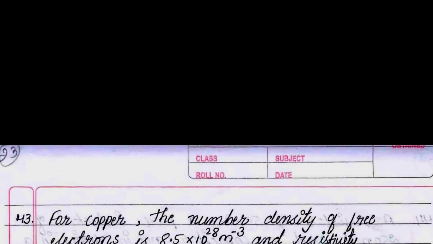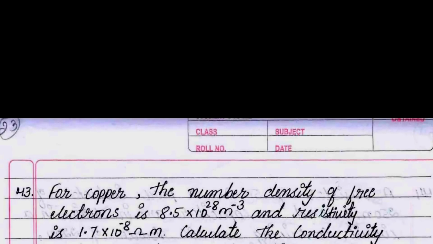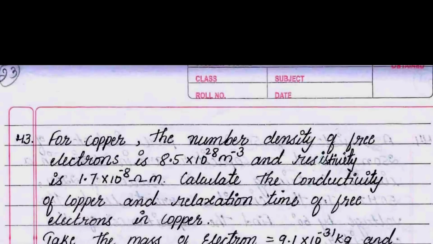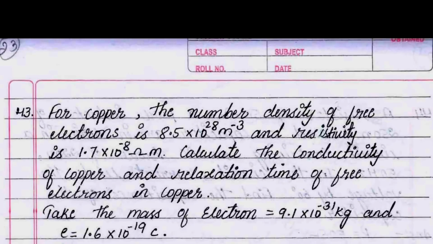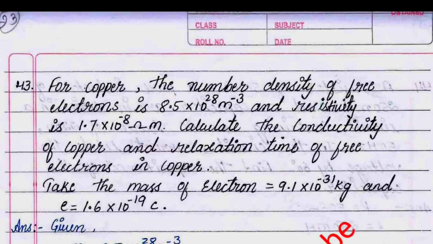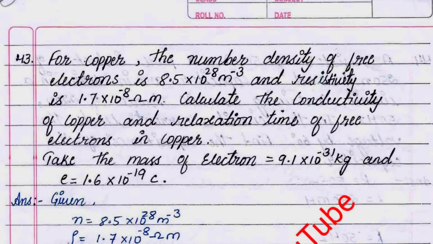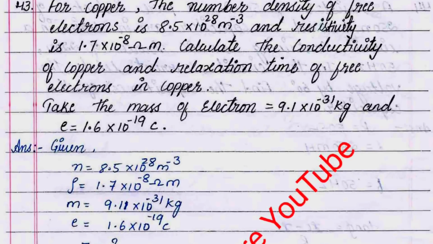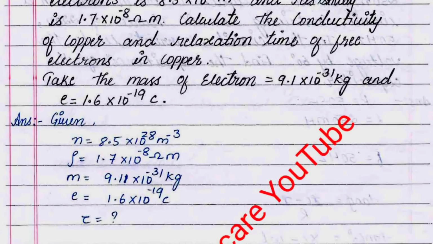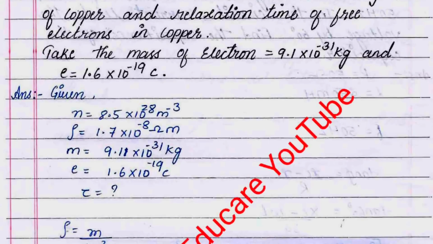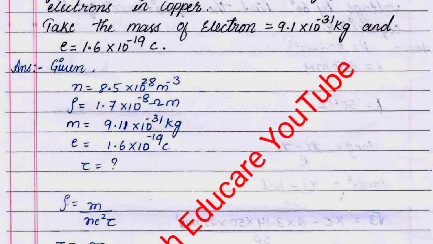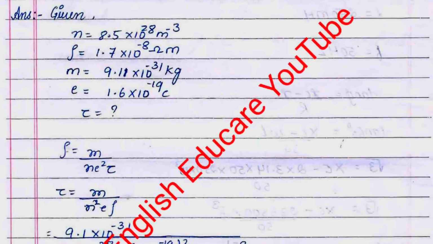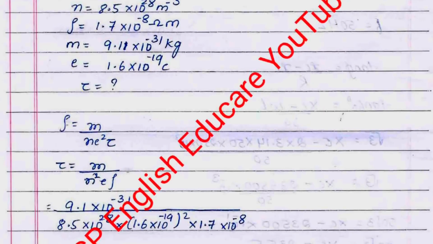For copper, the number density of free electrons is 8.5 × 10^28 m^-3, and resistivity is 1.7 × 10^-8 ohm meter. Calculate the conductivity of copper and relaxation time of free electrons in copper. Take the mass of electron as 9.1 × 10^-31 kg, and e as 1.6 × 10^-19 C, and the problem is below.